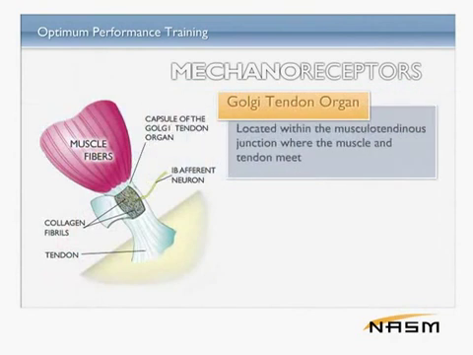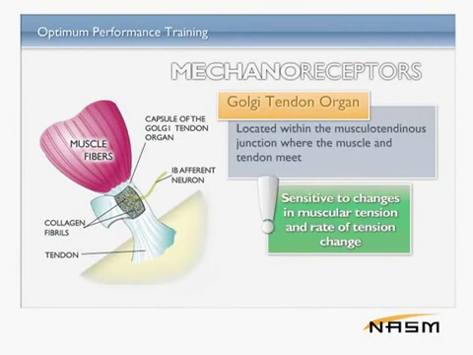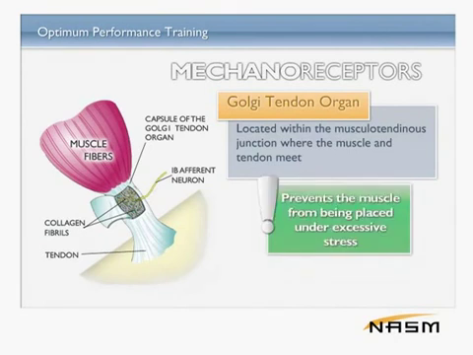The Golgi tendon organs, or GTO, are located within the musculotendinous junction, or the point where the muscle and the tendon meet, and are sensitive to changes in muscular tension and rate of the tension change. When excited, the Golgi tendon organ causes the muscle to relax. This prevents the muscle from being placed under excessive stress, which could result in injury.